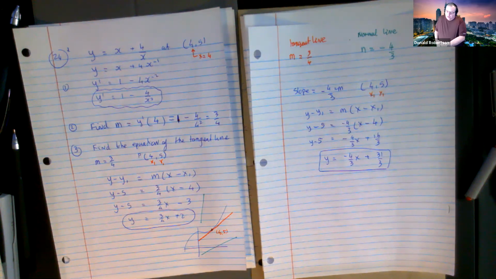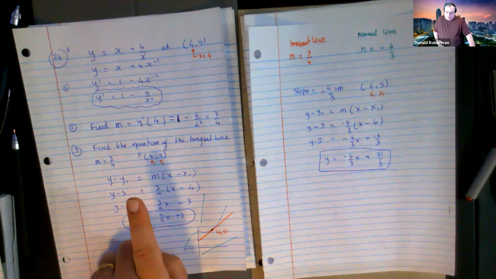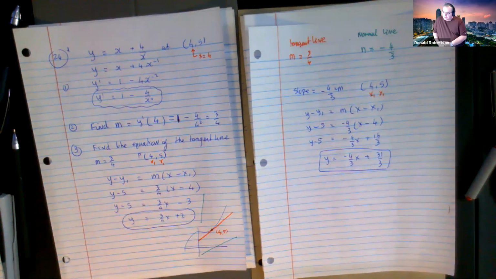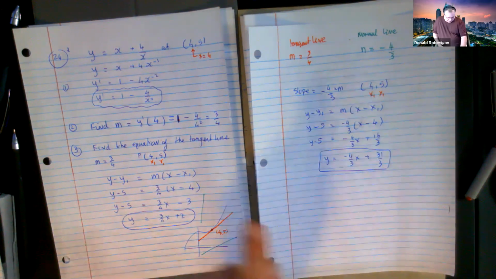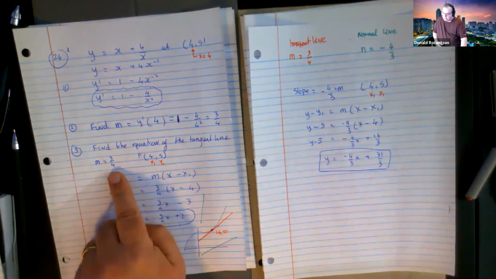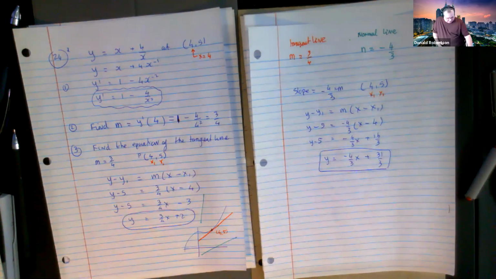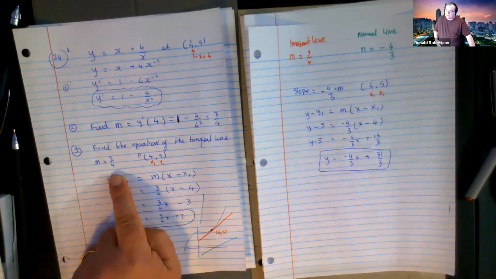So if you want to find the equation of a normal line, all you need to do is find out what its slope is and use the point slope equation, just in the same way you use the point slope equation to get the equation of a tangent line. The only difference between these two is the slope that you use. And this one is just going to be the negative reciprocal of that one.